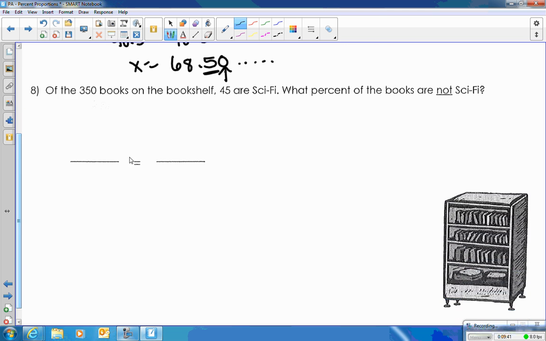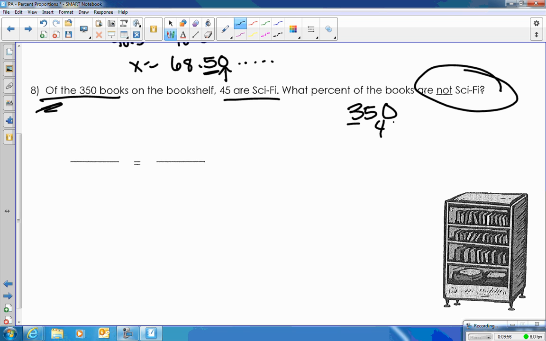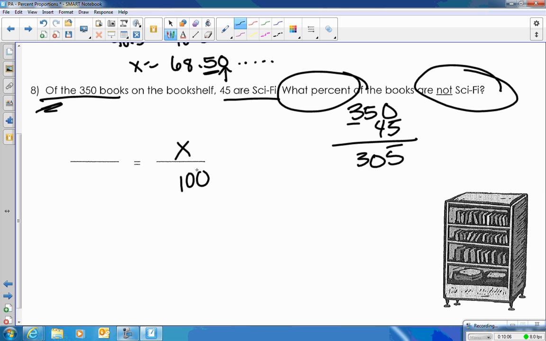Last one. Of the 350 books on a bookshelf, 45 are sci-fi. What percent are not sci-fi? Well, first of all, if there's 350 books and 45 are sci-fi, that means 305 are not. So I want to know a percent. Percents always go over 100. The total of the books is 350. What percentage do I want to know? The ones that aren't sci-fi. This is the ones that aren't sci-fi.